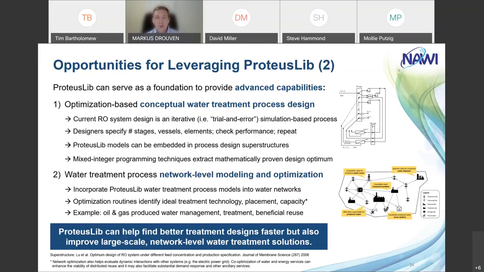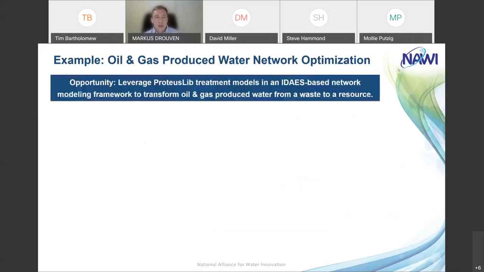And I'll talk a bit more about that on the following slide, but the takeaway message here is that ProteusLib, we're hoping, can not only help us find better designs faster, it can also allow us to look at large-scale water treatment processes and find solutions for those. So the example that I just touched on is related to produced water from oil and gas operations.